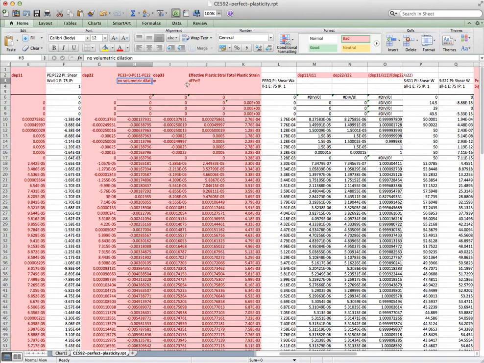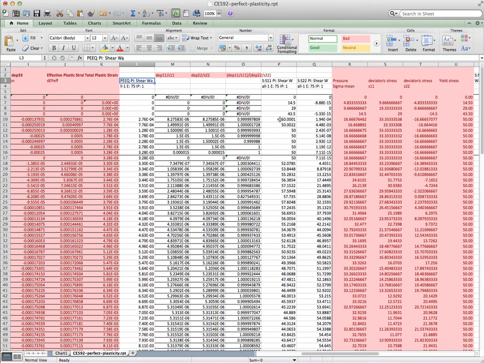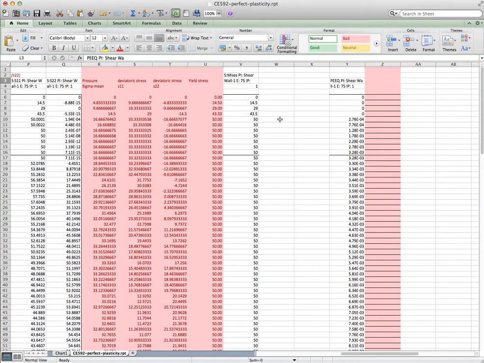Now we know that when Abaqus is telling us PEEQ, what it means is the total or the lumped or the effective plastic strain at that material point. And when I ask it for the von Mises stress, it's telling me the calculated square root of 3J2. So those are the two numbers that it is calculating.